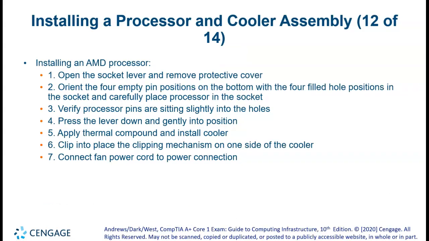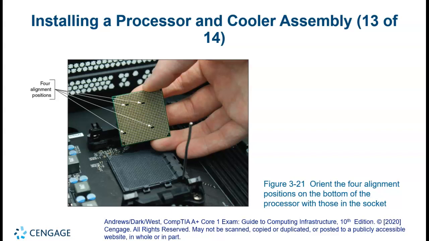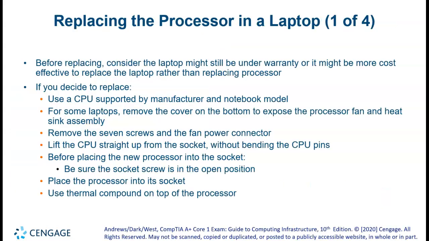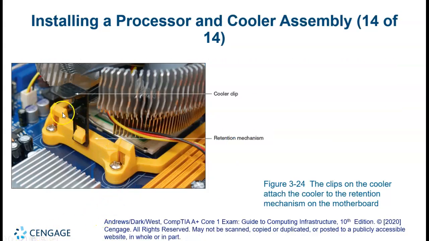Installing an AMD: open the socket lever, remove the protective cover, orient the 4 empty pin positions on the bottom with the 4 filled hole positions in the socket, and carefully place the processor in the socket. Verify the processor's pins are sitting slightly into the holes. Press the lever down gently into position. Apply the thermal paste. Install the cooler. Clip into the clipping mechanism on one side of the cooler and connect the fan to the power connector. Basically almost the same way as before. Clips on the cooler, right there. You put the clips there.